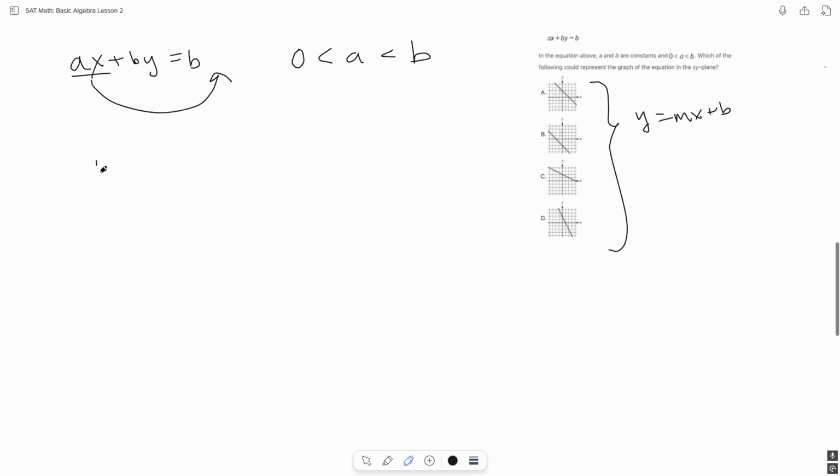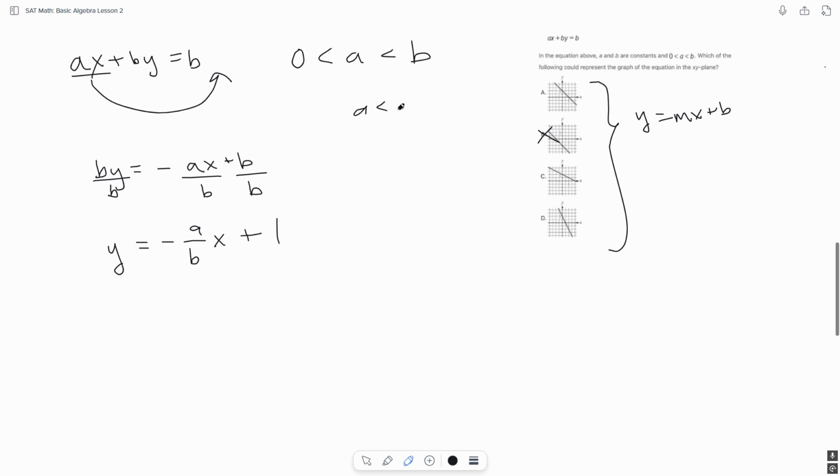So we're going to have by is equal to negative ax plus b. And if you divide this by b, and this by b, right, you will have y is equal to negative a over b x plus 1. So since we know it starts at plus 1, we can eliminate this right away. All these start at 1, right? The y-intercept.